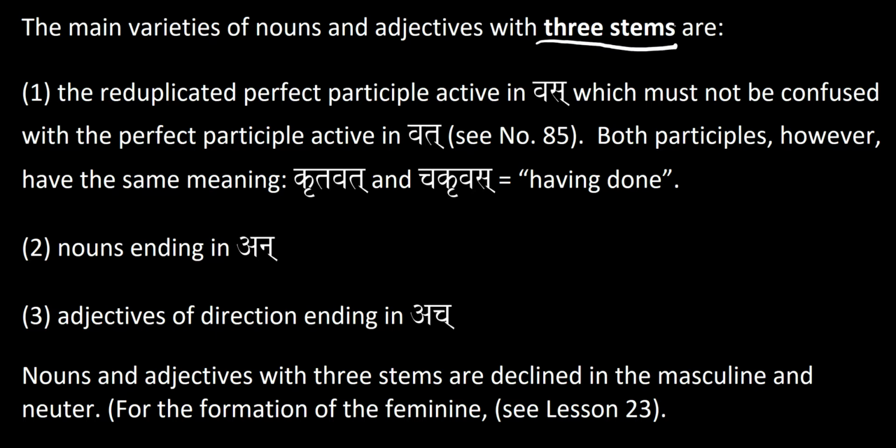They are the reduplicated perfect participle active in vas, which must not be confused with the perfect participle active in vat. Both participles, however, have the same meaning. For example, having done means kritavat and also chakrivas. But chakrivas is used as a noun or adjective with three stems.